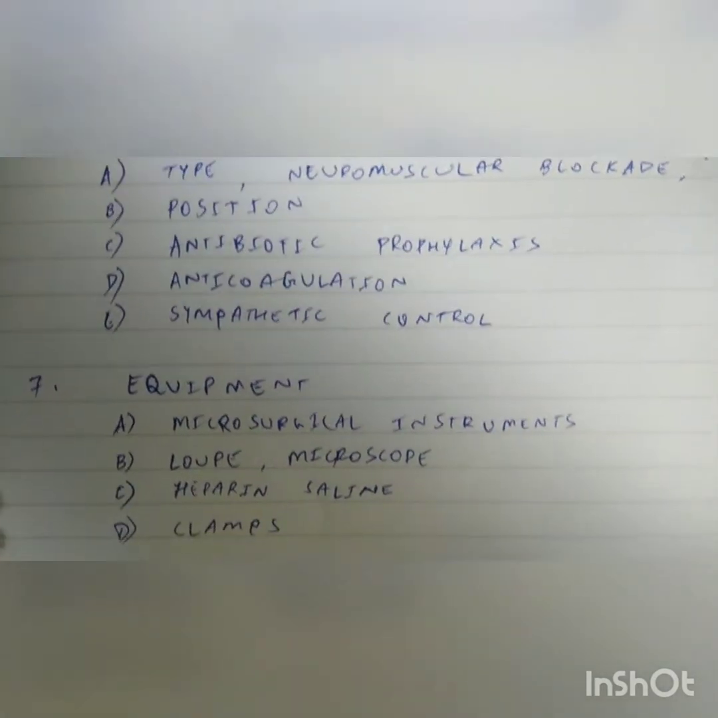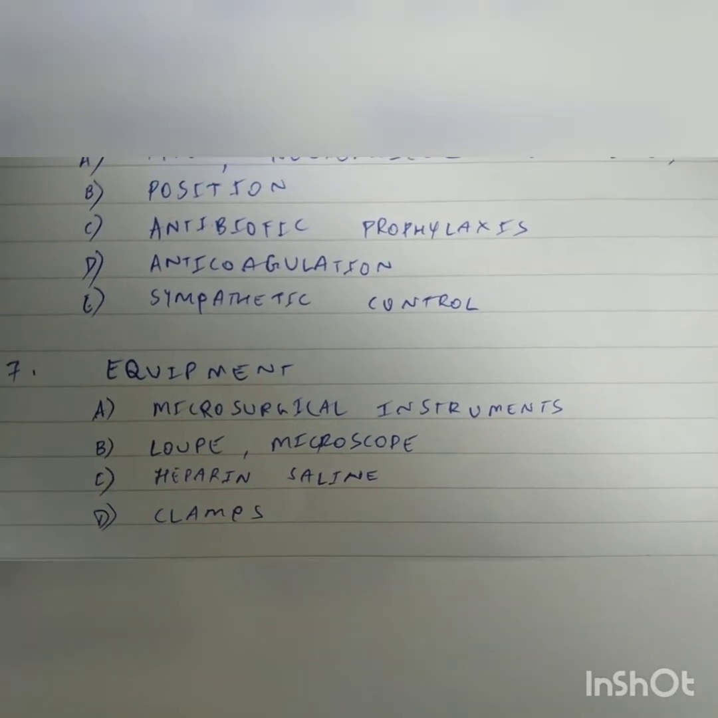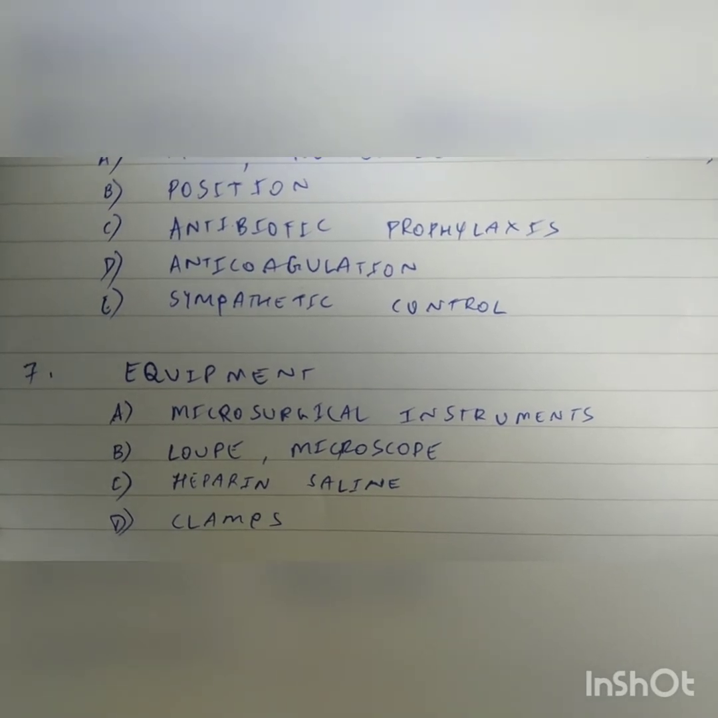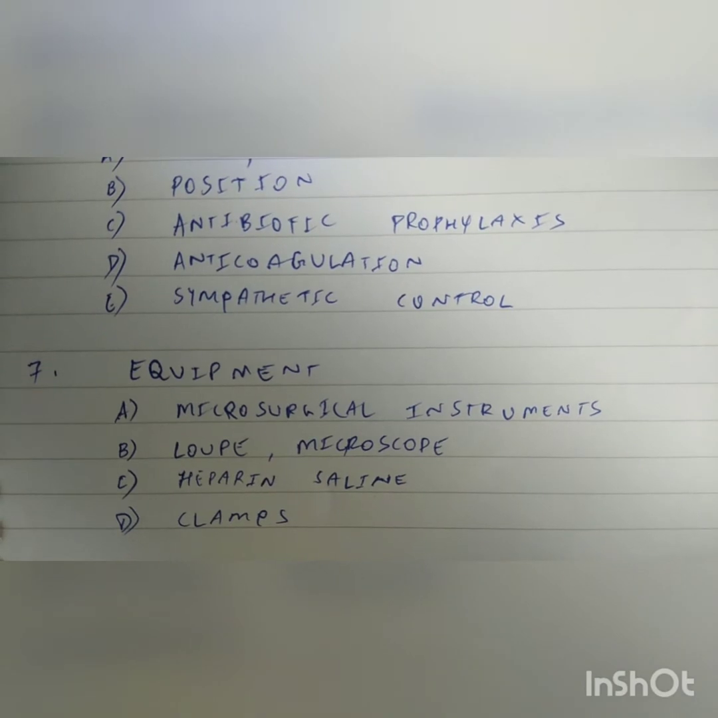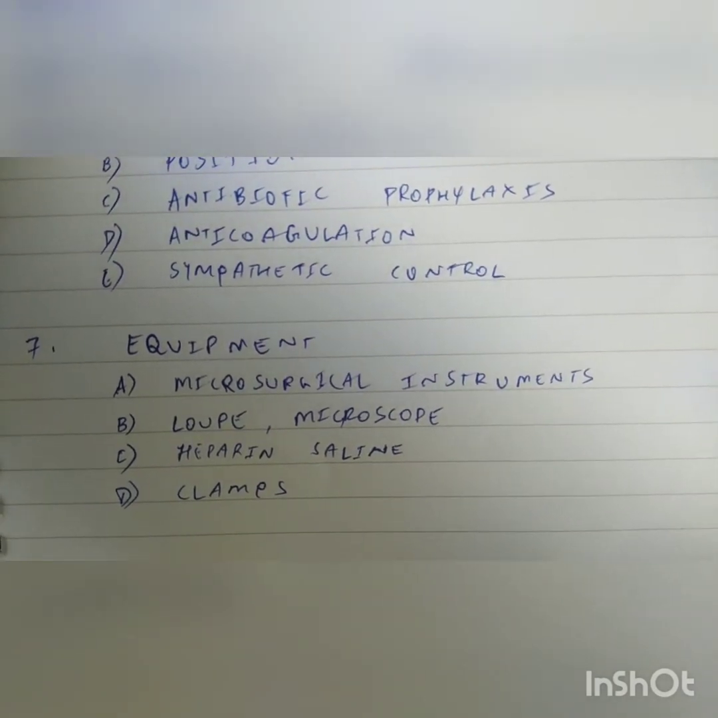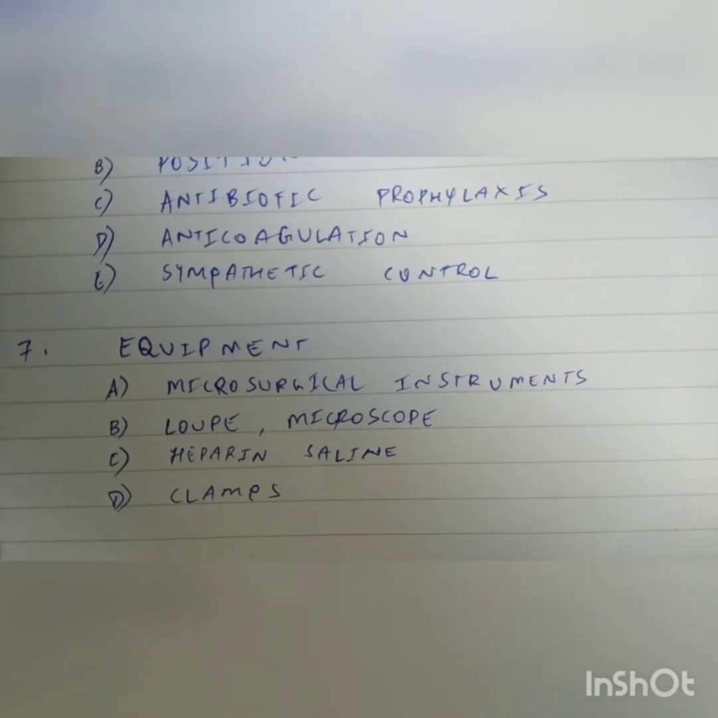then equipment. Microsurgical instruments, loupe, microscope. It is advisable to do the microvascular dissections under the microscope and also the anastomosis. However, a lot of surgeons do prefer to do it under loupe. Then heparin saline to clear the debris, and then of course clamps.